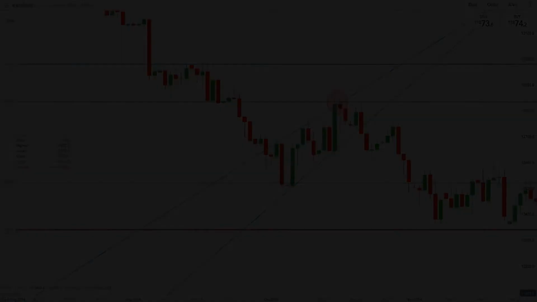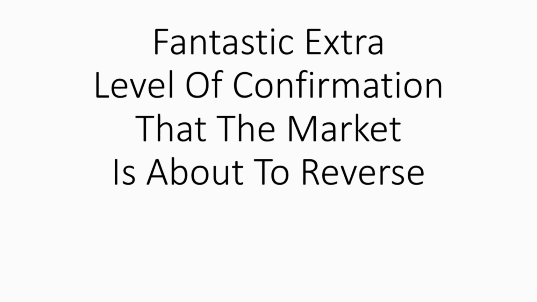So these reversal chart patterns are a fantastic extra level of confirmation for you. However, they should be added on to a base strategy.